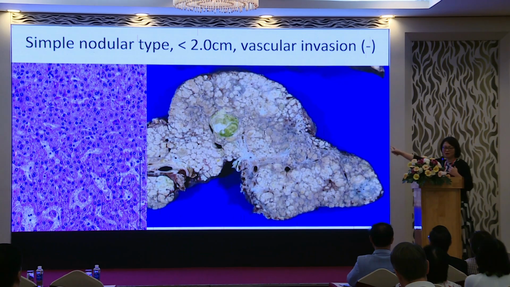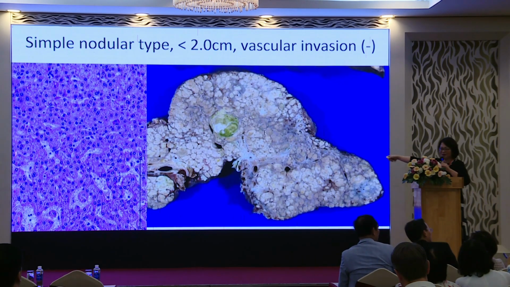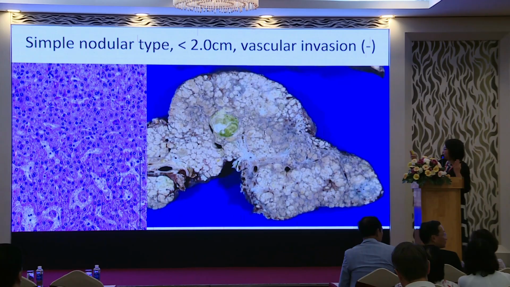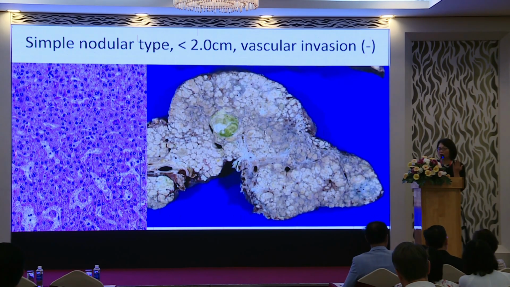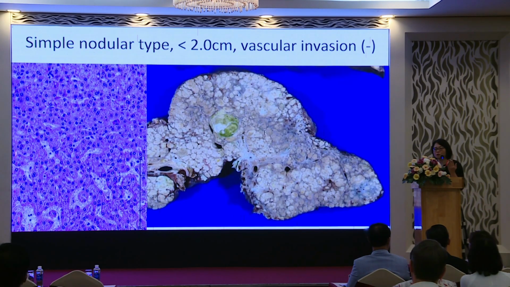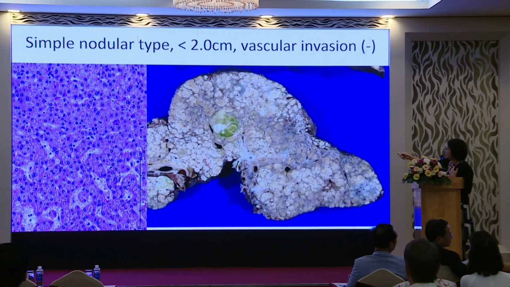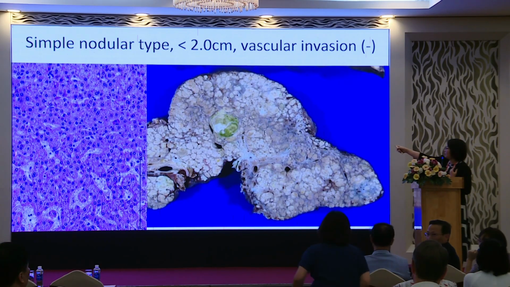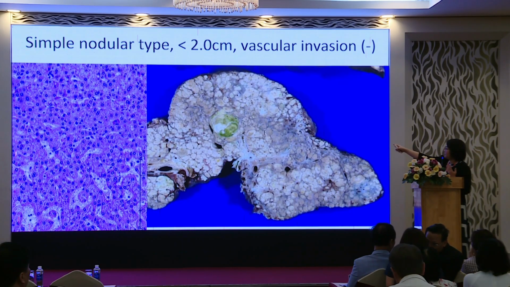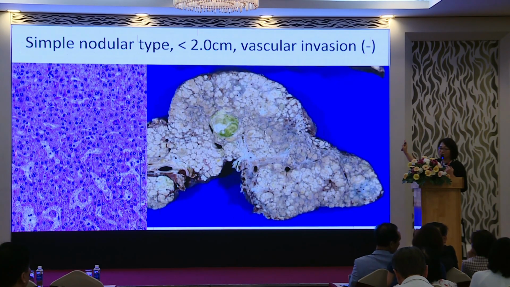So that you see the simple nodular aspect in the middle, and then you see the tumor present somehow green color. You know that hepatocyte can produce bile. That's why well-differentiated HCC can still produce bile. That's why the well-differentiated HCC often present green color in a macroscopic aspect. And this is often seen in the context of simple nodular type. And usually this macroscopic type is seen in a less than 2 centimeter tumor and no sign of vascular invasion.